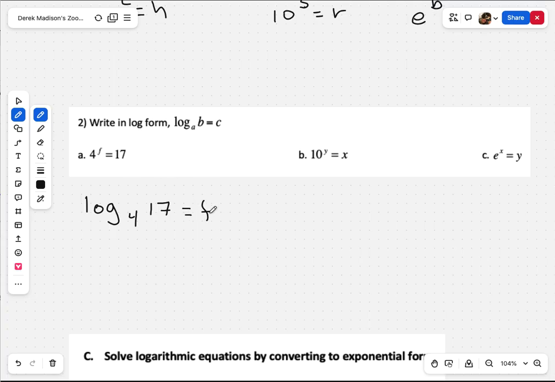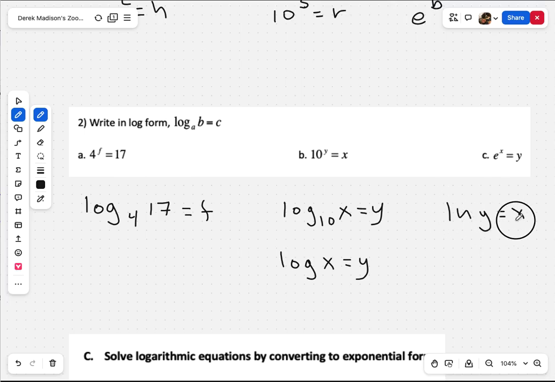And the exponent has to be the equal side. So here we'd have, I'll write it log base 10 for a second of x equals y, and you could also absolutely write that log x equals y, which is a little more common to write it this way. Base e, so that means it's a natural log. So anytime we see the e, it goes with natural log of y equals x.